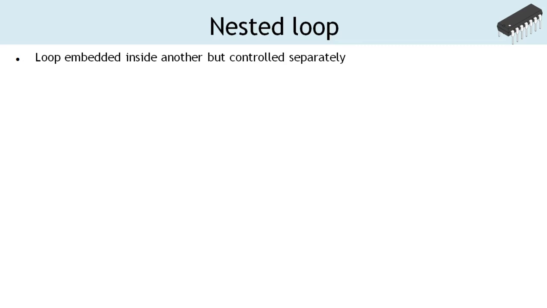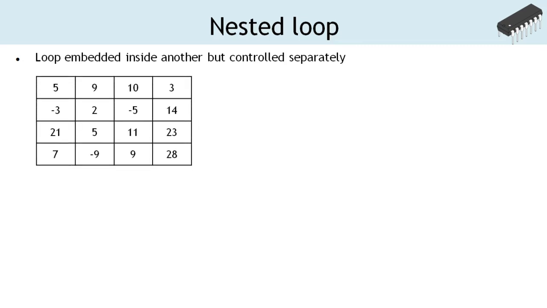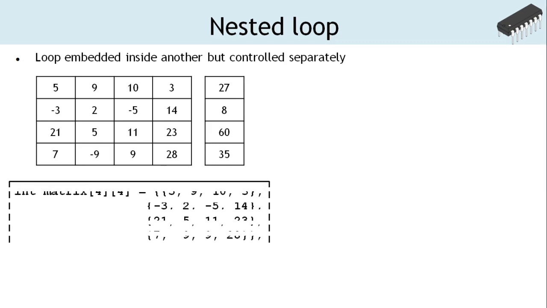A loop embedded inside another loop, where control of execution of each loop is carried out independently, is called a nested loop. Let's understand the nested loop further with a real example. Let's assume we have a 4x4 matrix of integers and we want to compute the sum of numbers in each row.